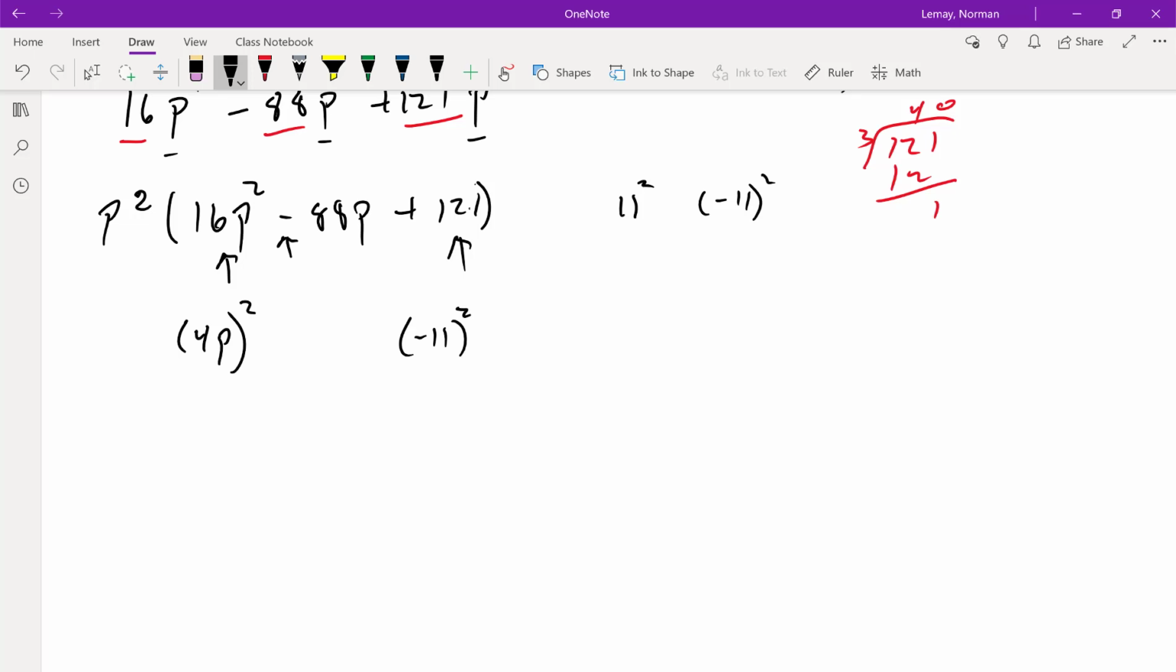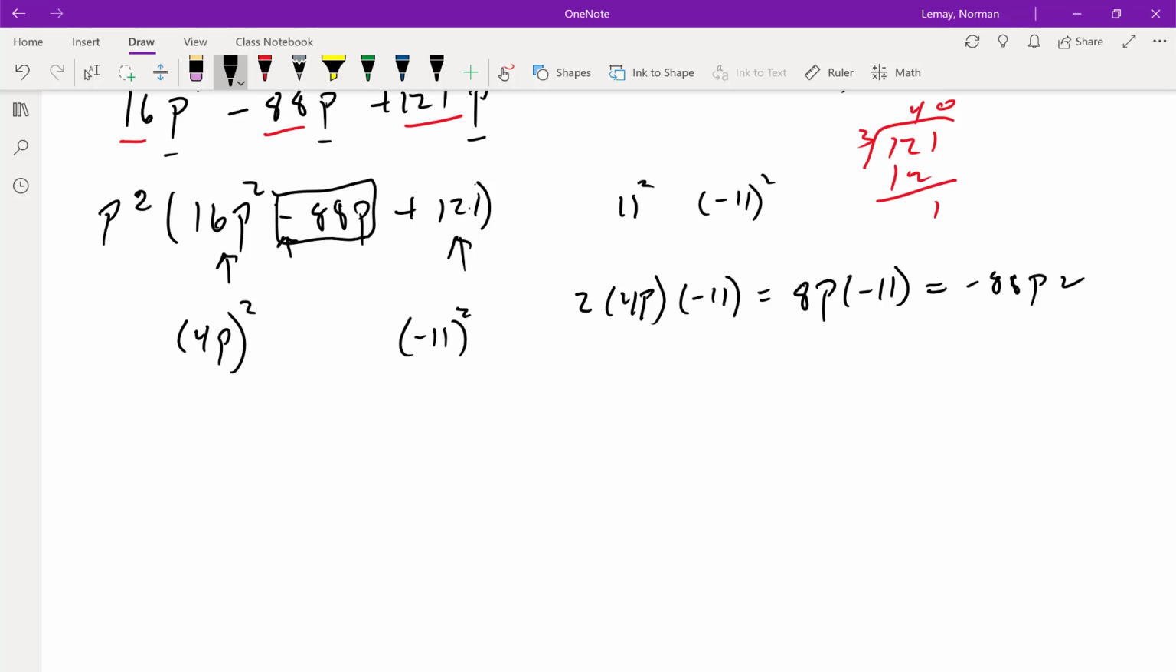So now as our last piece of the puzzle, we have to take 2 times 4p times minus 11, which is 8p times minus 11, which is negative 88p. And notice that that is exactly the same as here. So this thing factors, so we get our p squared comes down. So now we get our 4p minus 11 quantity squared. So this thing is completely factored.